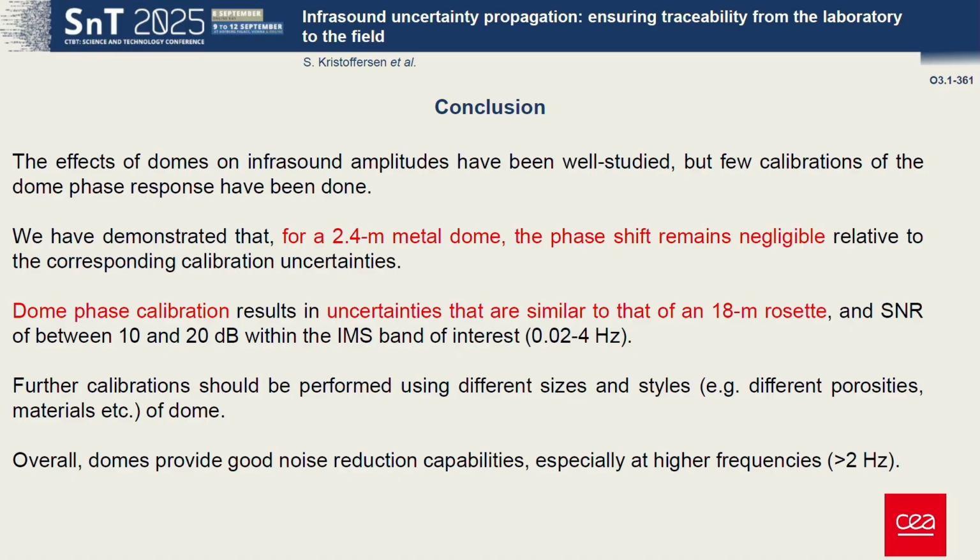To wrap up, we saw that with the 2.4 meter metal dome, we saw negligible phase shift up to about 20 hertz or so, within the entire IMS band of interest. The uncertainties were similar to that of an 18-meter rosette, as well as being between the equivalent of 10 and 20 decibels of SNR. It would be interesting to do further calibrations of different dome sizes and styles to see if this remains consistent, particularly if you start increasing the dome size, will that have an effect on the higher frequency bands?